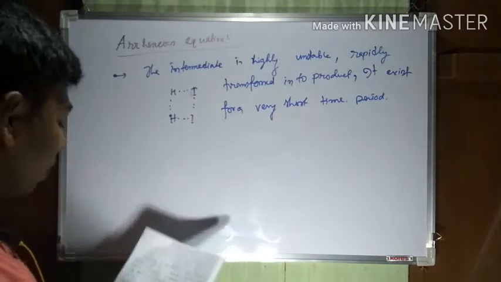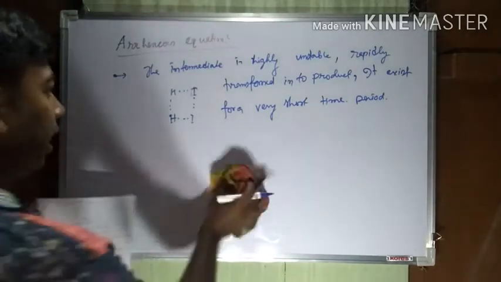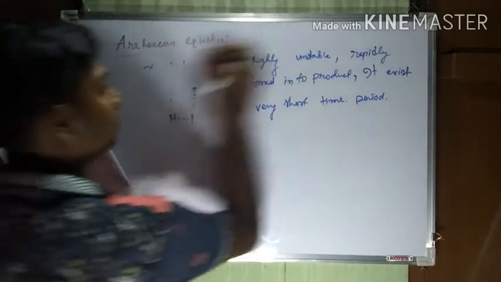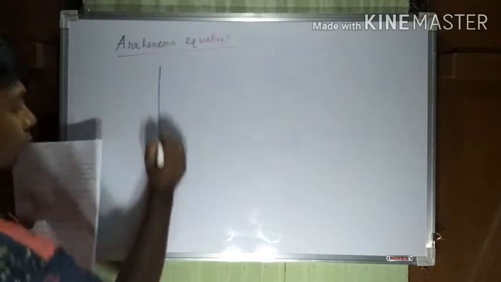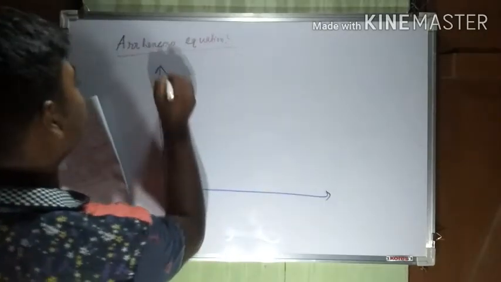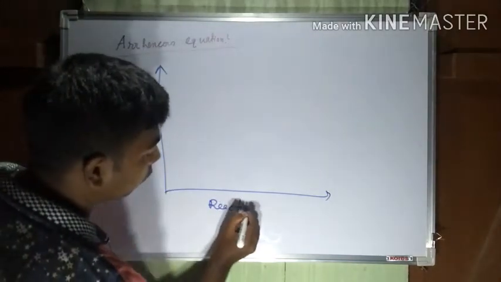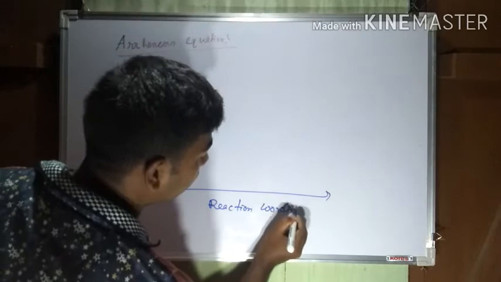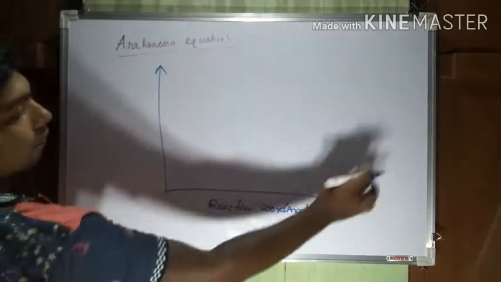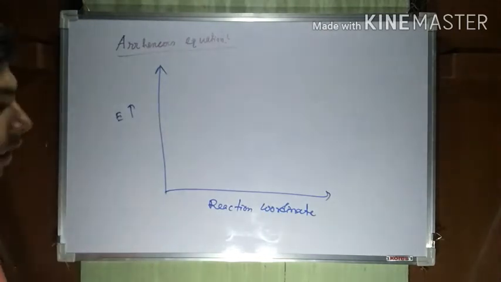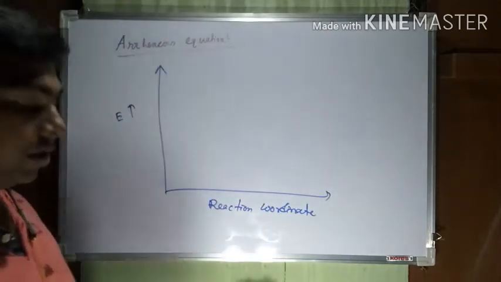Now let us draw the energy profile diagram of the Arrhenius equation. Please manage, my board is a little bit small. If we want to draw the energy profile diagram of a reaction, here is the reaction coordinate. It means how the reaction is performing step by step. This one is the energy. In books it is written as potential energy, which simply means energy.